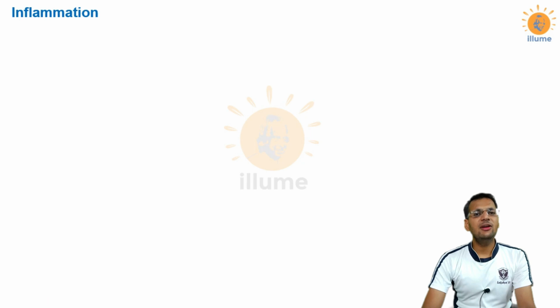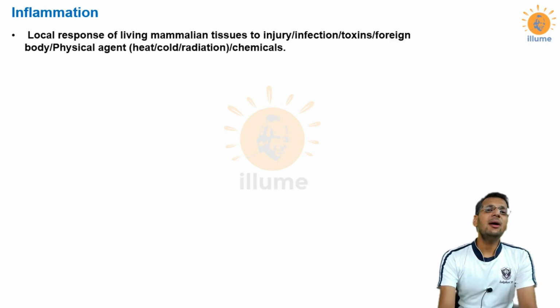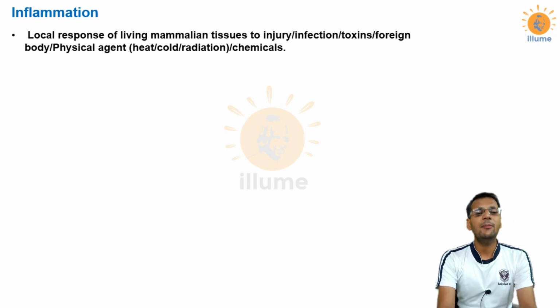Now I'll talk about the word inflammation. See, inflammation basically means burning, and this term was given way back in medicine, so the word has not been changed yet. But what is an inflammation? Remember, inflammation is a response produced by the body itself. It is a local response of living mammalian tissue to any injury, to any infection, to any toxin produced by any pathogen that have entered your body, to any foreign body that has entered your body, to other physical agents like extreme heat, extreme cold or radiations, or any other chemical. So these substances, when they enter a living mammalian tissue, the living tissue would always produce a response against them, and that response is called as inflammation.